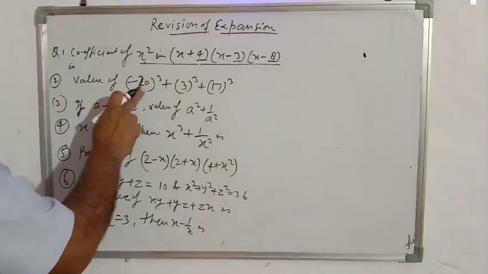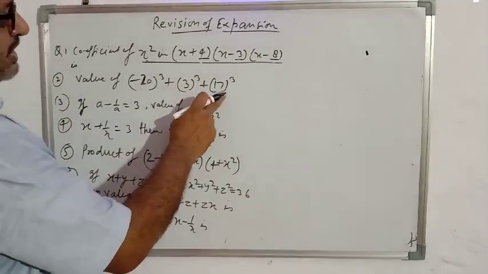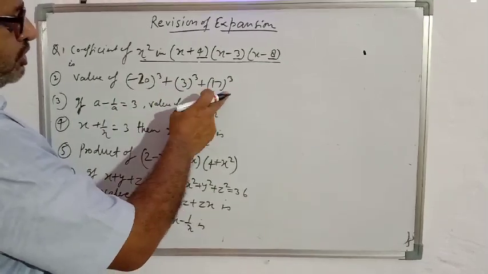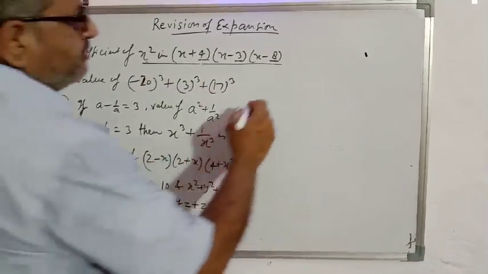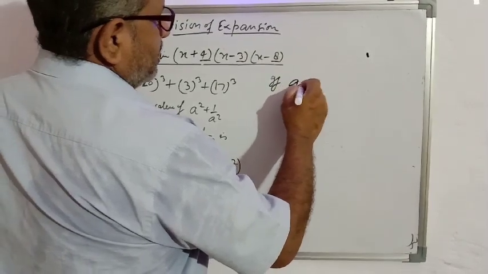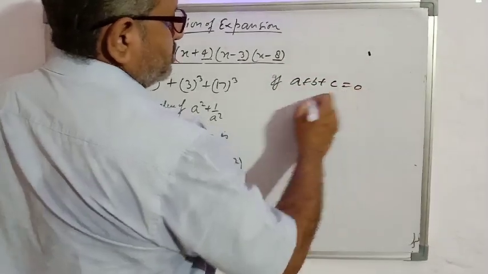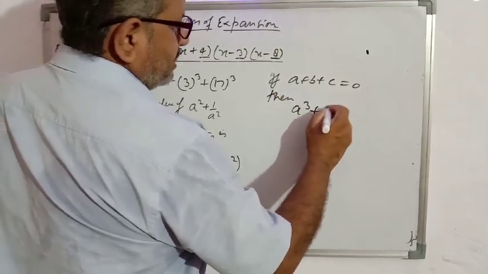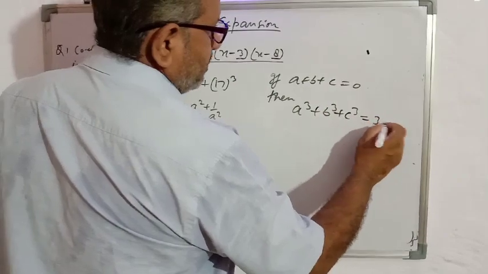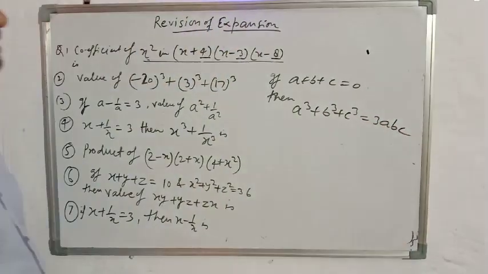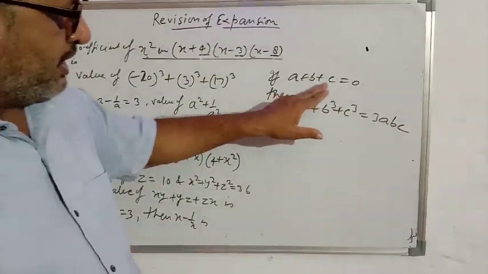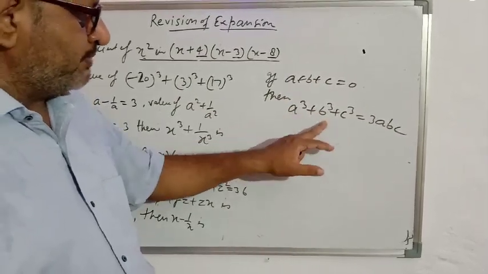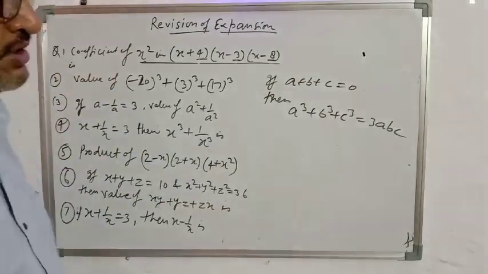We have to find the value of minus 20 cube plus 3 cube plus 17 cube. So without actually taking cubes, how we can find its value? We know that if a plus b plus c is equal to 0, then a cube plus b cube plus c cube is equal to 3abc. If a plus b plus c is 0, then the sum of their cubes, a cube plus b cube plus c cube, is equal to 3abc.